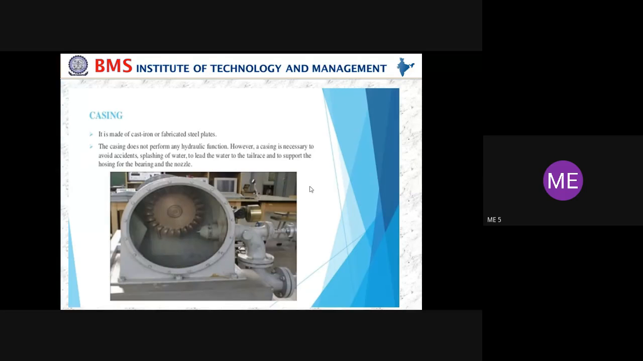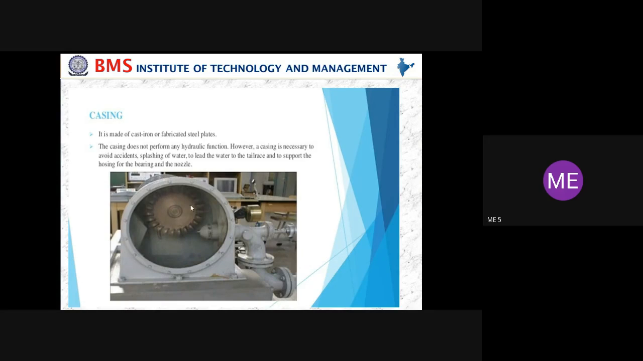Pelton turbine. This is a Pelton turbine, what you are seeing on the screen. The first part is called the casing. Inside the casing we have a rotor, that is a large disc. You can see the large disc.